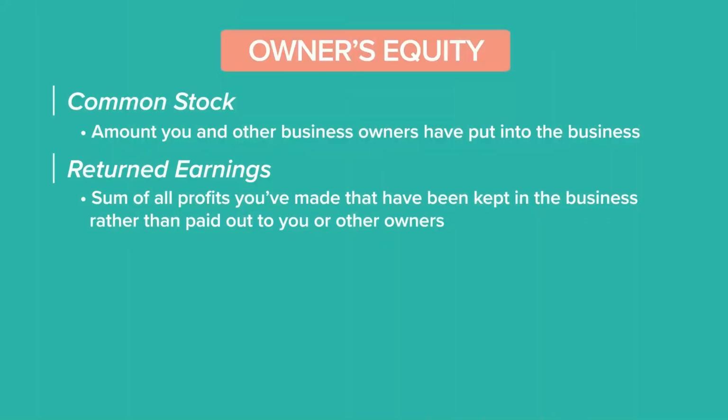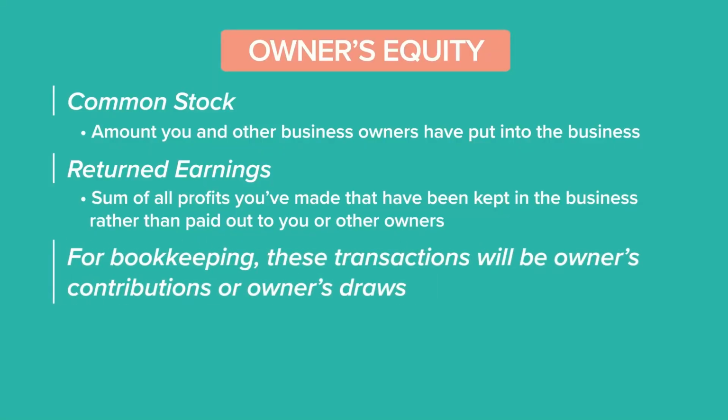Retained earnings may be different than cash in the bank since you've likely reinvested some of those profits into other assets for your business, like purchasing equipment or creating inventory. Additionally, when doing your bookkeeping, remember that personal funds taken out and put into your business always pass through owner's equity. You'll record these transactions either as an owner's contribution or an owner's draw.